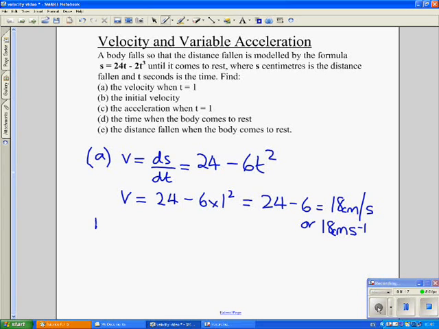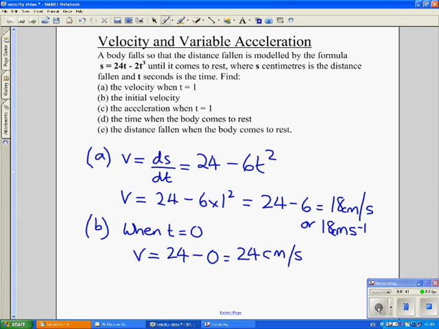For part B, the initial velocity is the velocity when t equals 0. So when t equals 0, v will equal 24 minus 6 times 0 is 0, which is 24 centimetres per second.